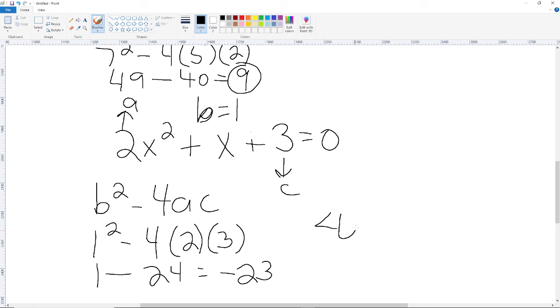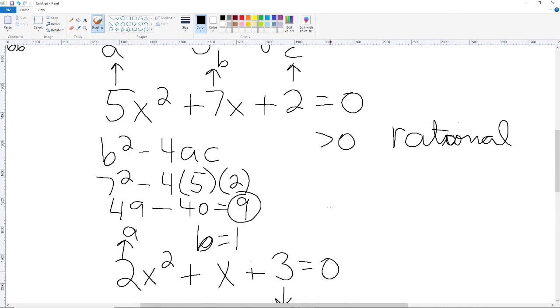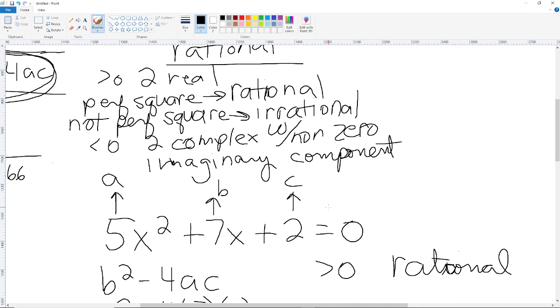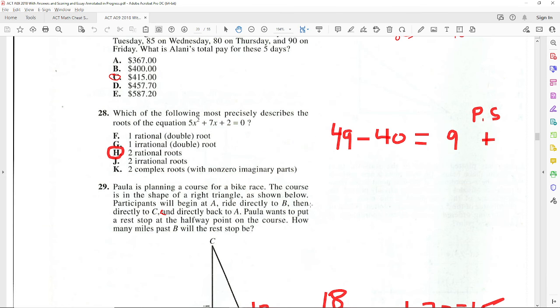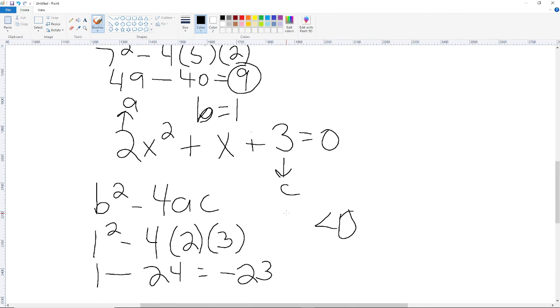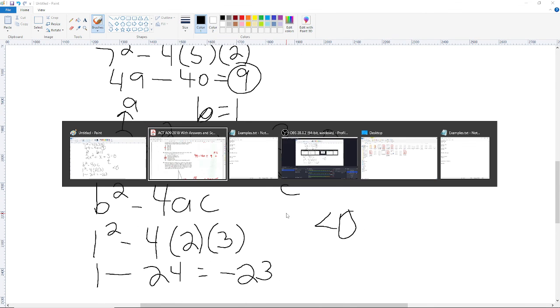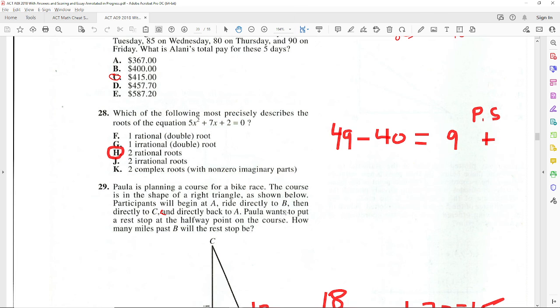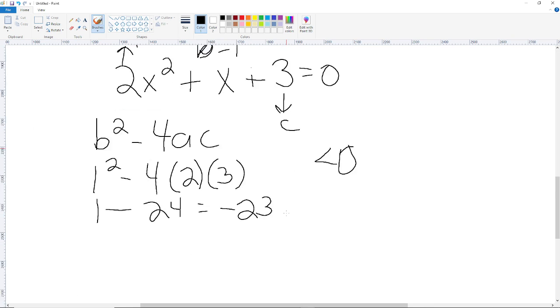That's a negative 23. Uh-oh, it's less than 0. Well, the answer to that one, if it's less than 0, let's look up here. Less than 0, 2 complex with non-zero imaginary components. So if 28 instead of the one they gave us was actually 2x squared plus x plus 3, then the answer for that would be K, 2 complex with non-zero imaginary parts.